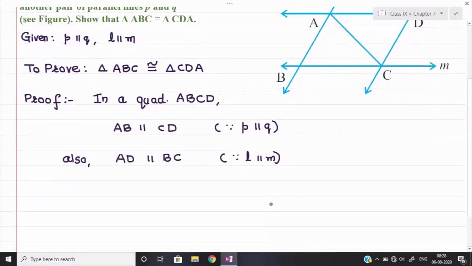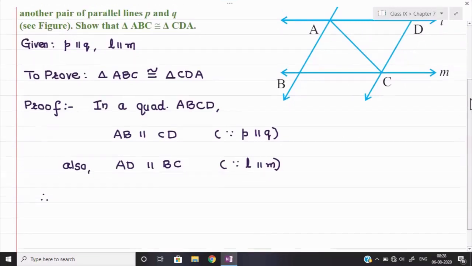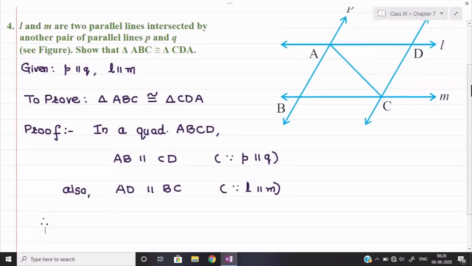Now we know that if in a quadrilateral both pairs of opposite sides are parallel, look at the quadrilateral ABCD. AB and CD are parallel, one pair, and the other pair of opposite sides, AD and BC, is also parallel. If both pairs of opposite sides are parallel, we say that the quadrilateral is a parallelogram. Therefore ABCD is a parallelogram.